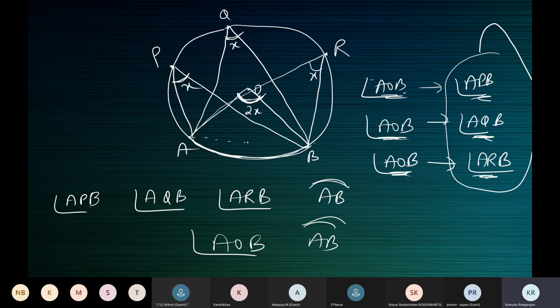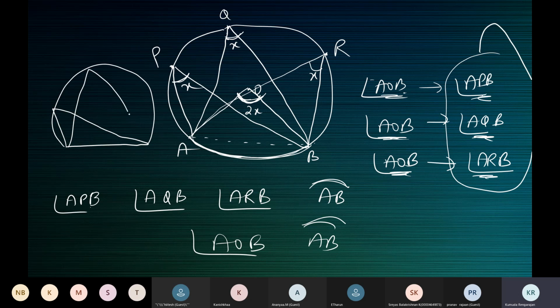Now when you join this, you see the major segment, and in the major segment you have three angles. You have APB like this, you have AQB like this, and you have ARB like this. And you can see that each of them is equal to x. Angles in the same segment of a circle are equal.